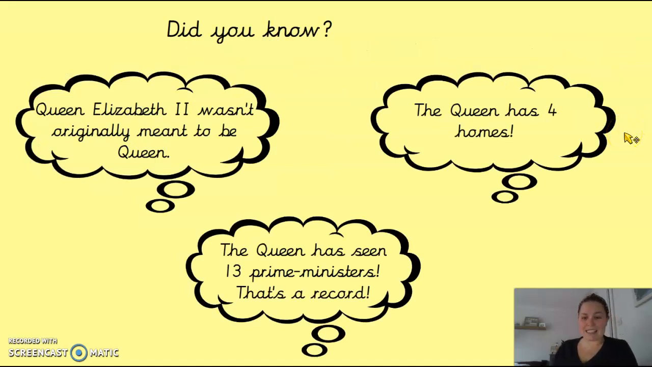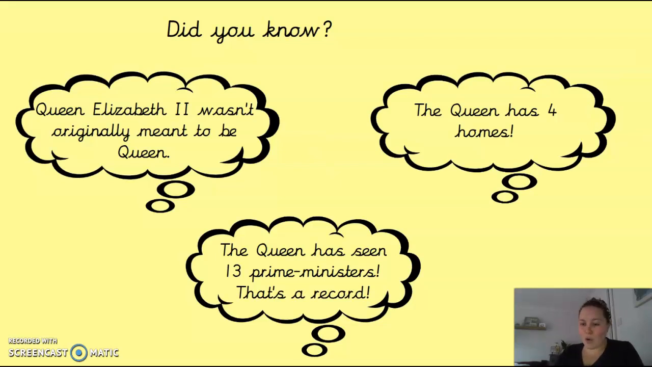Now, some quick facts. Did you know that Queen Elizabeth II wasn't originally meant to be queen? Her father was never meant to be king. It was actually his brother who was due to be king, but his brother decided that he didn't want to be king, and so it went to Elizabeth's dad, and then after Elizabeth's dad had been king, she was able to become queen afterwards. Did you know that she has 4 different homes? You can find out about that in the text that you're going to read today. And she has seen 13 prime ministers, which is a record because she's been queen so long, so many different prime ministers have passed through.